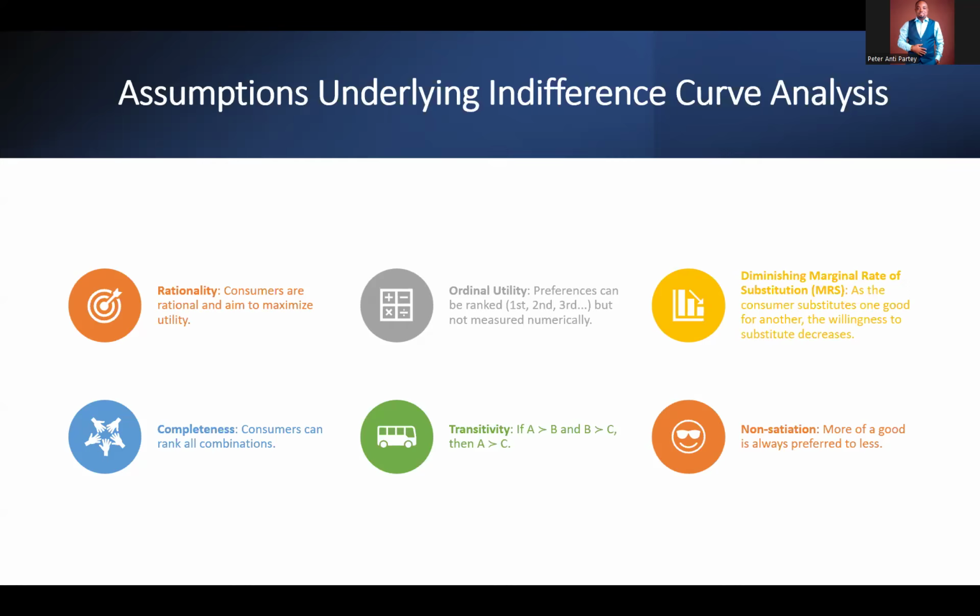Now, the second assumption is that we are looking at ordinal utility. Remember, last week we talked about cardinal and ordinal utility. Now, under indifference curve, we are looking at ordinal utility. So we are saying that preferences can be ranked. So there can be a first preference, a second preference, and a third preference, but they are not measured numerically. Last week, we looked at how we measure preferences numerically. Today, we are looking at how we rank preferences.